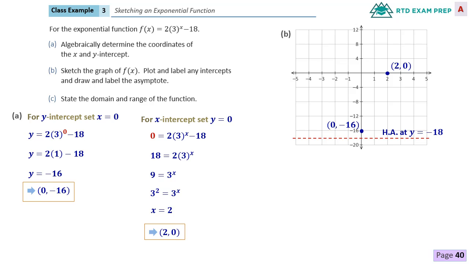As discussed earlier, the k value of the graph represents the height of the horizontal asymptote. So in our function f of x equals 2 times 3 to the x minus 18, we can take the -18 to be our horizontal asymptote. Because our a value, in this case 2, is positive, our graph will lie above the horizontal asymptote.